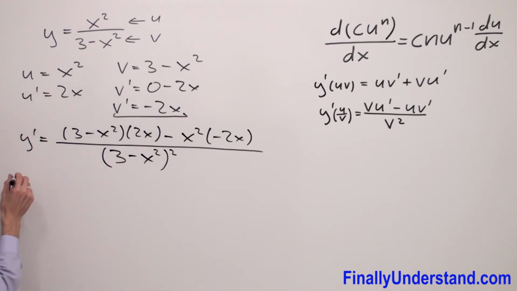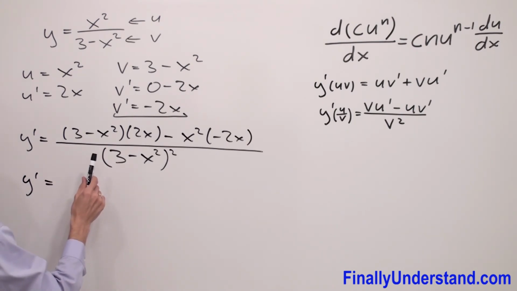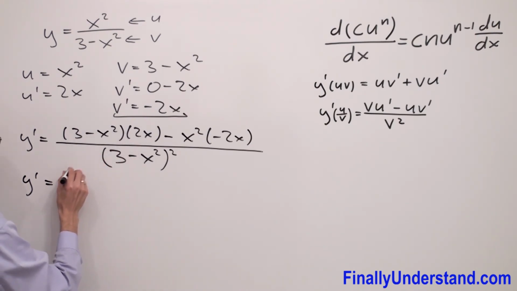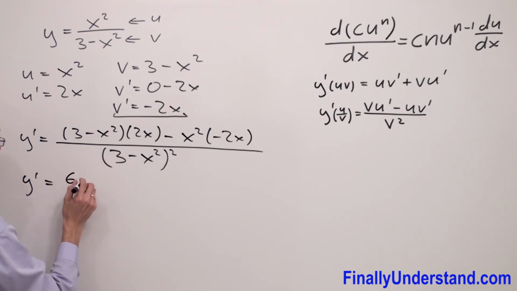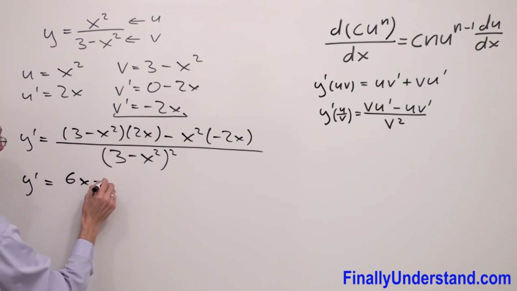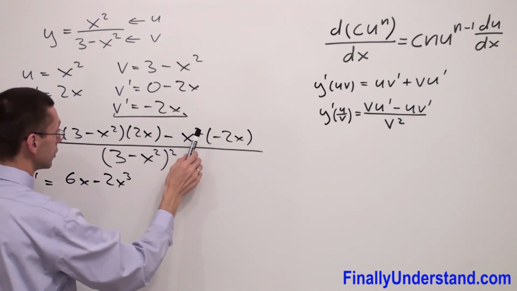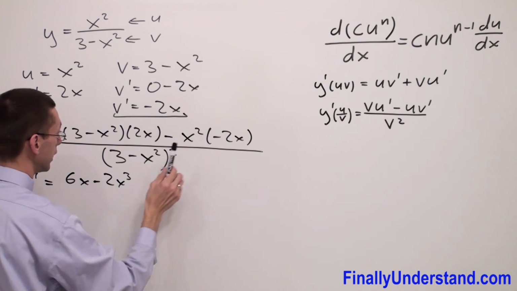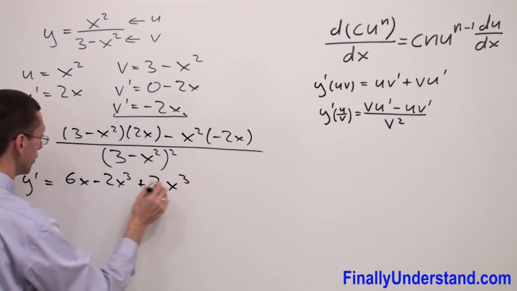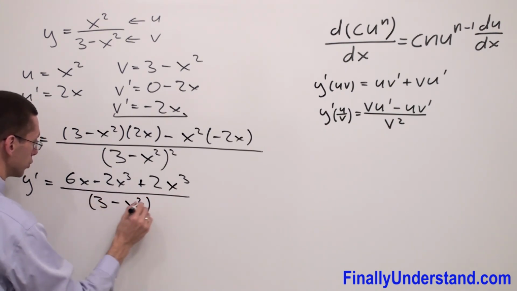So let's organize the numerator. So I have y prime is equal to, we can multiply it. I mean 2x by the parenthesis. So I have 2x times 3 is equal to 6x. Negative x squared times 2x is negative 2x cubed. Negative x squared times negative 2x is positive 2x cubed, over 3 minus x squared to the second power.